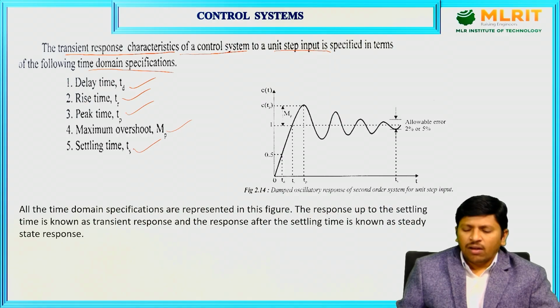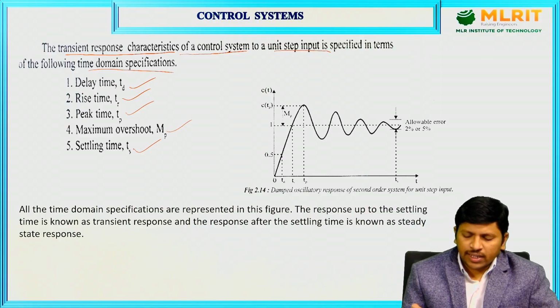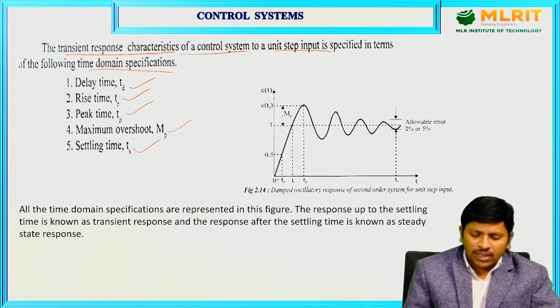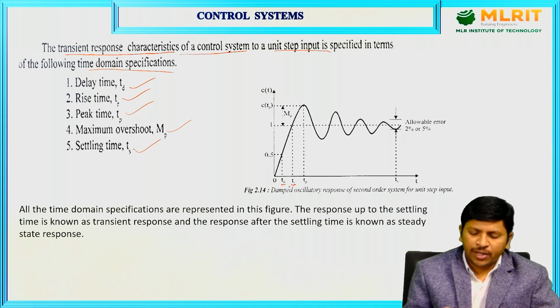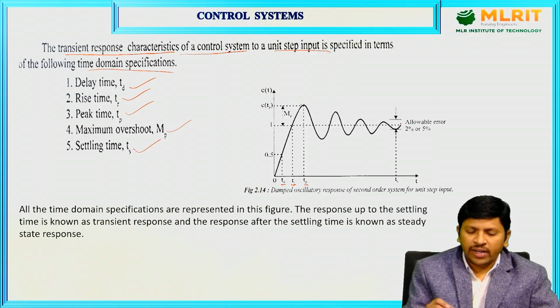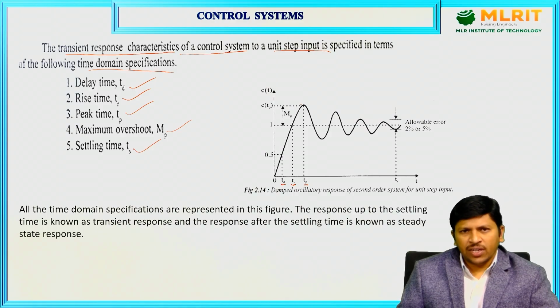This is the underdamped second order system response when we apply the unit step input. This is the output. Observe: the delay time is here, t_d, the rise time is t_r, and the peak time is t_p, from here to here. Next, this is the settling time, and the last one is the maximum peak overshoot. In this figure we are representing all the time domain specifications.